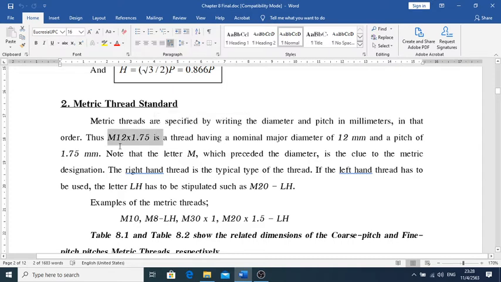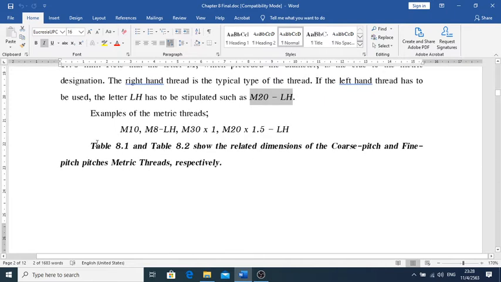It's going to be M12 times 1.75. 12 stands for the major diameter, and the number after the x is going to be the pitch anyway. Okay, and for the left hand we're going to have the marking that shows you LH respectively. So therefore, in tables 8.1 and 8.2, you're going to be shown the coarse pitch and the fine pitch respectively. Coarse pitch means not so many threads, right? And fine means many more teeth, things like that.